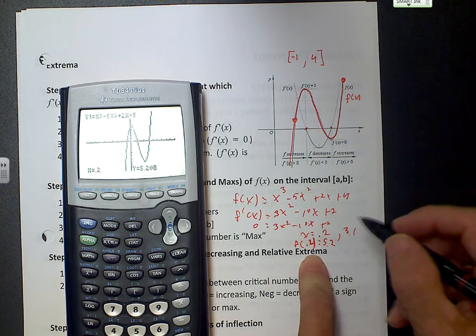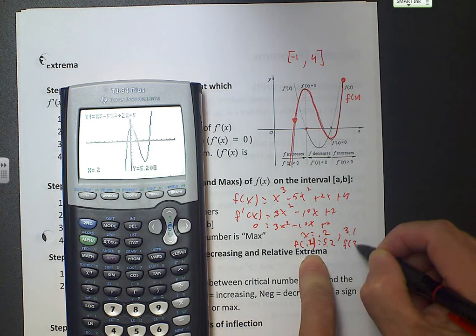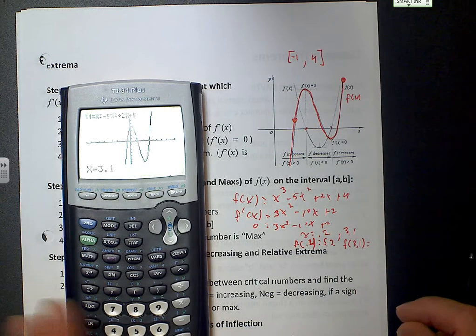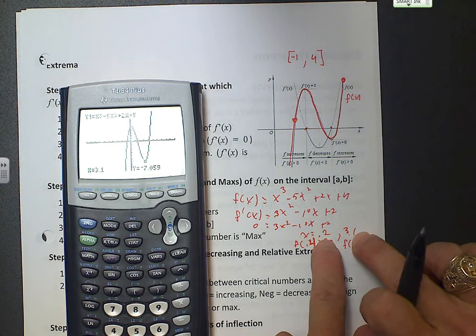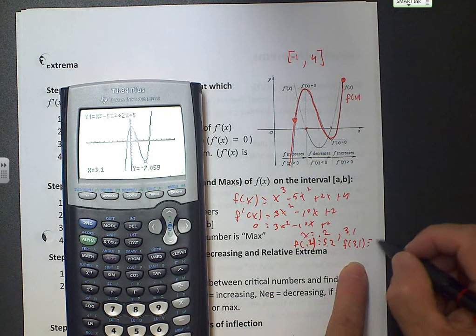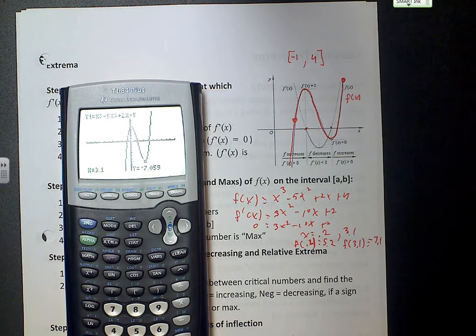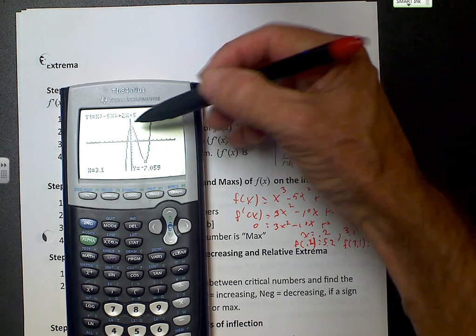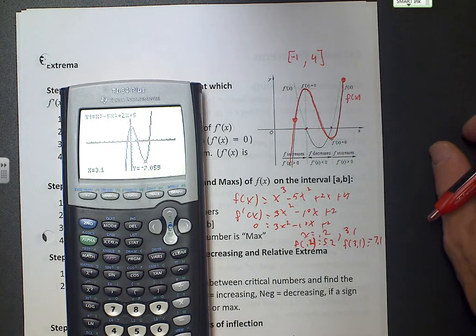Okay? F of 3.1, right, the parent function. These are my critical x values in the parent function. Negative 7.1, we'll say approximately. So that's a relative max, that's a relative min. Do you agree with that? Are you following me?